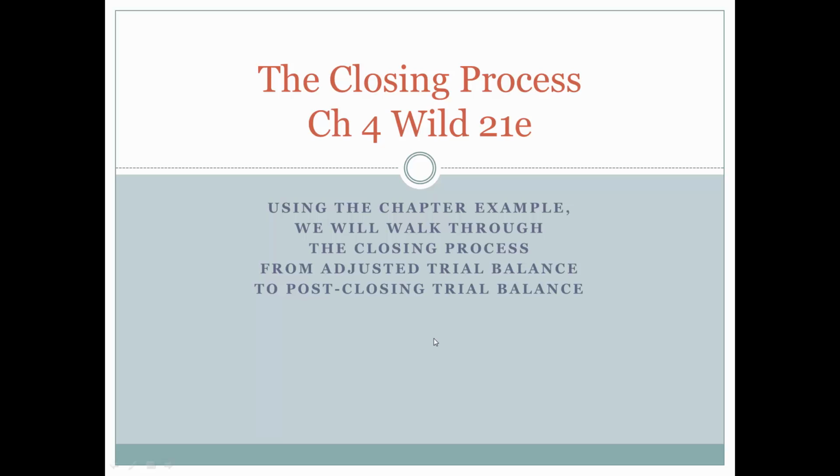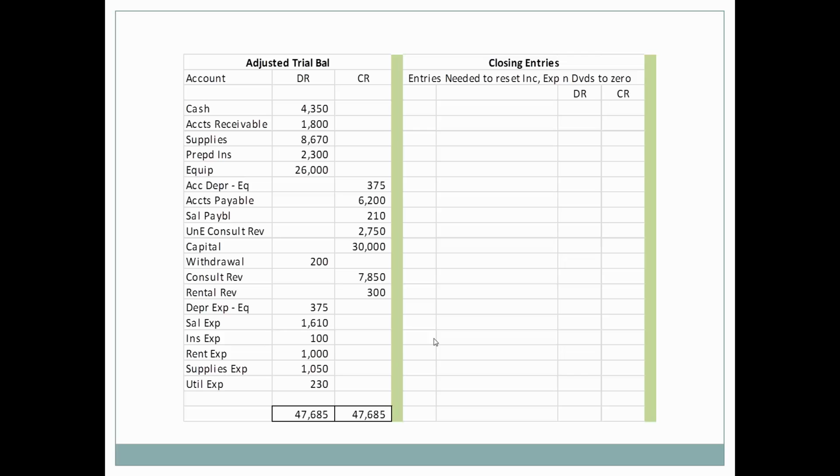The Closing Process, Chapter 4, Wild 21st Edition. Using the chapter example, we will walk through the closing process from the adjusted trial balance to the post-closing trial balance. Here we have the adjusted trial balance. So this is after all of the accounts have been brought up to date and adjusted.